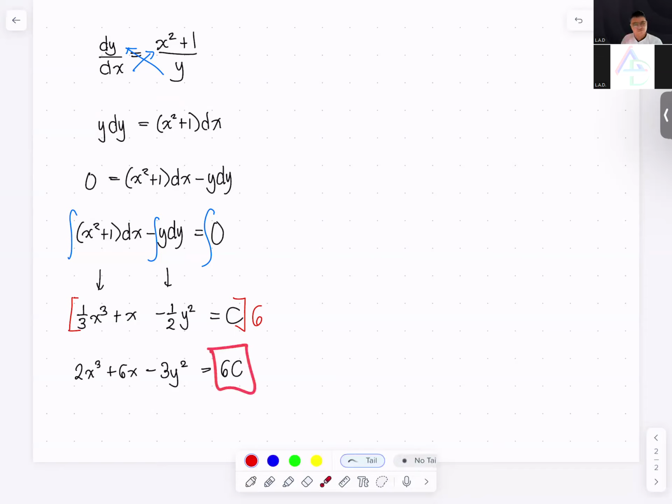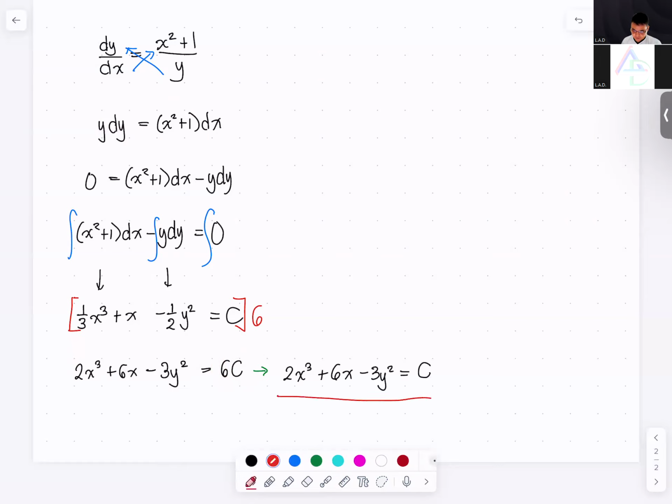Here we can write it as is. But in some references, they will tell you that when you multiply an arbitrary constant by a defined constant, it's still an arbitrary constant. So with that being said, we can simply express the solution as 2x cubed plus 6x minus 3y squared equal to the arbitrary constant. And that is our general solution.